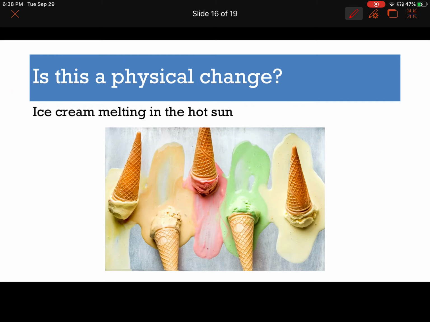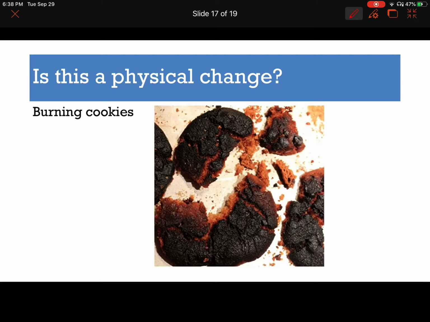Okay, so question for you. Is melting ice cream in the hot sun a physical change? The answer is yes. You can get that ice cream back. Can you burn a cookie and have that be a physical change? The answer is no. So yes, you still have a cookie, but you can't unburn a cookie. Once it's burnt, it's burnt. And if you look at it on a molecular level, you're actually destroying the compounds that are in the cookie. So burning cookies is a chemical change.